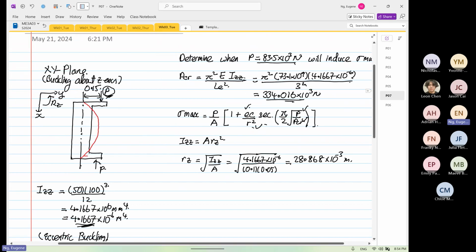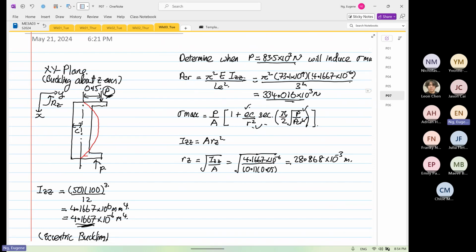Now our C value. This distance is our C value, right? We know the distance from here to here is 0.1. C is equal to 0.1 divided by 2, which is 0.05 meters. That's it. So from here, we found that our stress max will be equal to P, which is 83.5 times 10 to the power 3, divided by our cross-sectional area, which is 0.1 times 0.05, equal to 5 times 10 to the power minus 3.